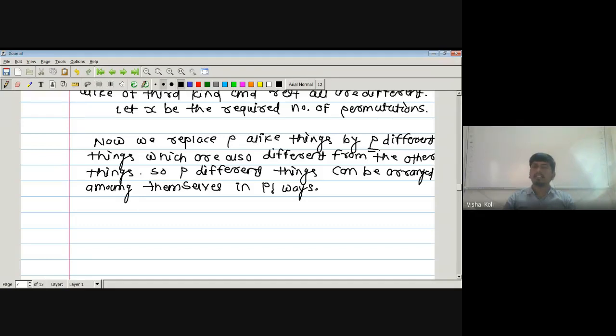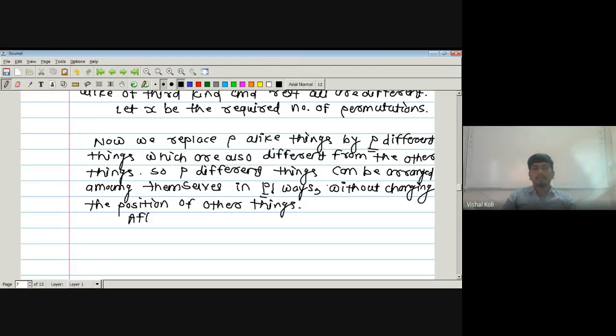Now these p different things can be arranged among themselves in p factorial ways without changing the position of other things. The required number of permutations was nothing but x. As we have replaced these p alike things by p different things, now the required number of permutations is nothing but x into p factorial.